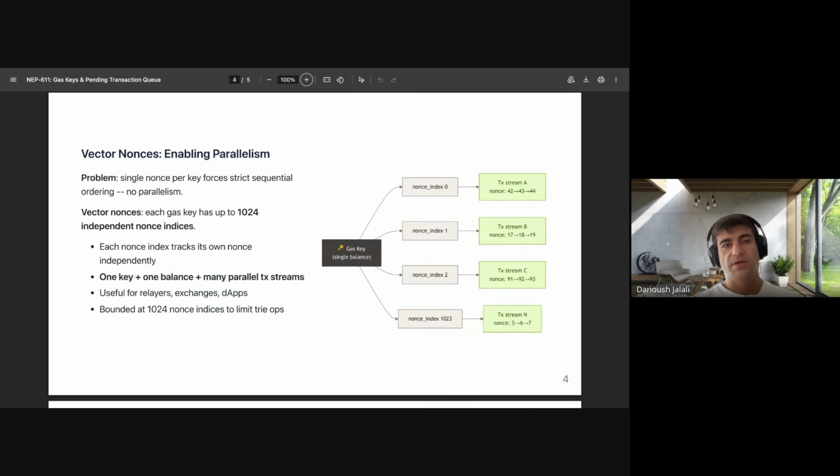Another point that we would like to touch on with the gas keys is that every gas key allows to share the gas balance with an array of nonces. This can be useful for relayers or exchanges or dApps that have to do complicated nonce management and would like to issue a lot of transactions in parallel. This is sort of an in-between solution between forcing the total nonce management and having no nonces in a way.